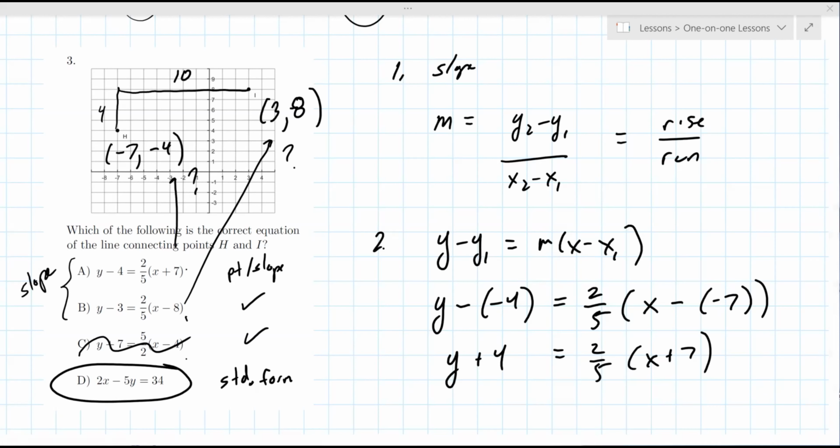So let's do another one where you work through this again. I can't guarantee that the answers will be the same, where it's like, oh, the standard form one is right. That's not necessarily going to be true. But let me pull it up here.